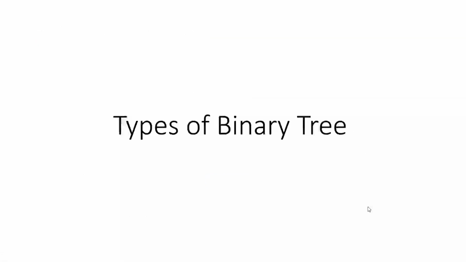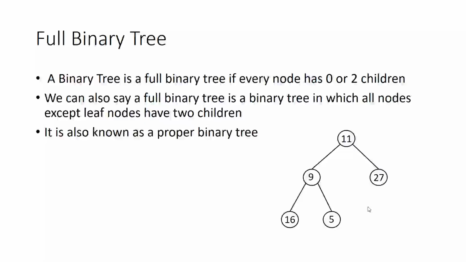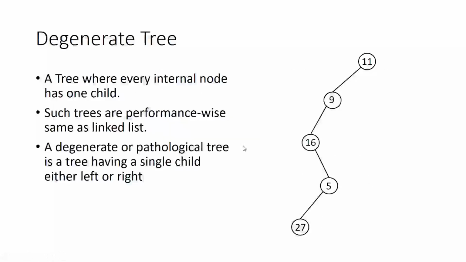Now let us see about the types of binary tree. Full binary tree. In the full binary tree, a node can have either 0 child nodes or 2 child nodes. But it cannot have a single child, either left or right. So if you observe this particular example, 11 and 9 have 2 child nodes. 27, 5 and 16 have 0 child nodes, and we can also call them leaf nodes here. This full binary tree, we can also refer to as a proper binary tree.